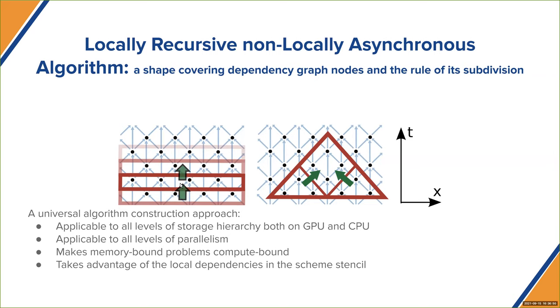The common time-space loops that are used by many implementations depict the algorithms as flat layers in time. So here on the left are the common traditional loops, and on the right is a variation of temporal blocking. We can use this algorithm construction method for both the storage hierarchy on GPU and CPU. We can use it to find asynchrony on all levels of parallelism. We can shift to higher operational intensity and make the problems compute bound. And it works because lattice Boltzmann, like many numerical scheme stencils, has local dependencies.